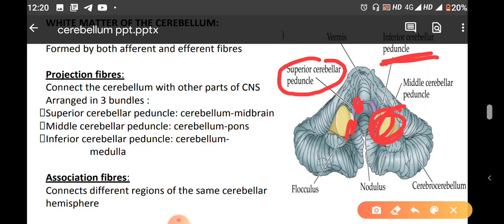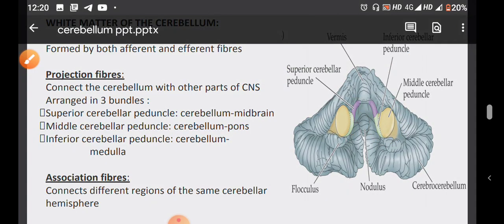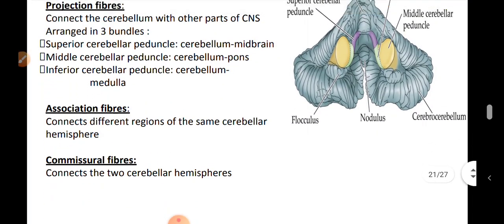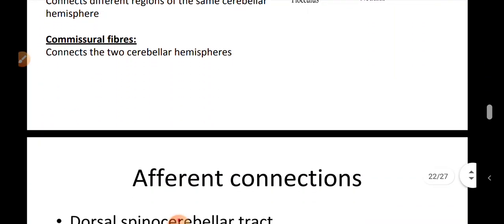Now what are the association fibers? Association fibers connect the different regions of the same cerebellar hemisphere. So these are called association fibers. And the commissural fibers connect the two cerebellar hemispheres. So fibers which are connecting two cerebellar hemispheres are called commissural fibers.